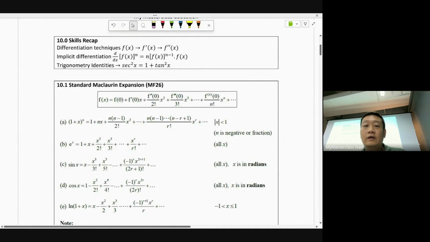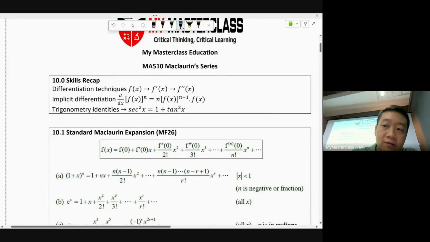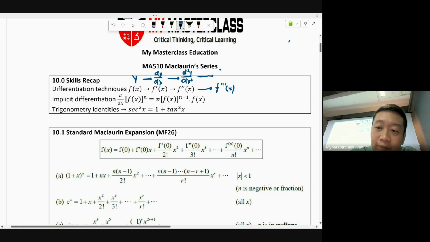Okay, so before we do Maclaurin series, first you must understand that f(x) differentiated one time becomes f prime x, f prime x differentiated another time becomes f double prime x. f double prime x differentiated one more time becomes f triple prime x. Now this is called y, this is called dy/dx. Differentiate dy/dx one more time becomes d2y over dx squared. Differentiate again becomes d3y over dx cubed. Differentiate again becomes d4y over dx to the 4.